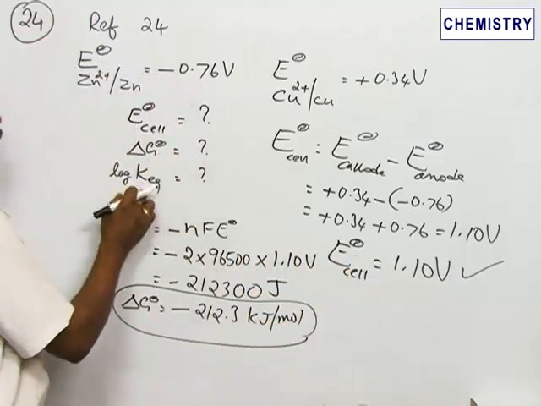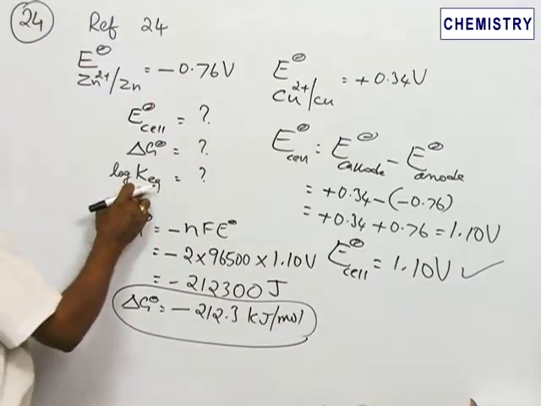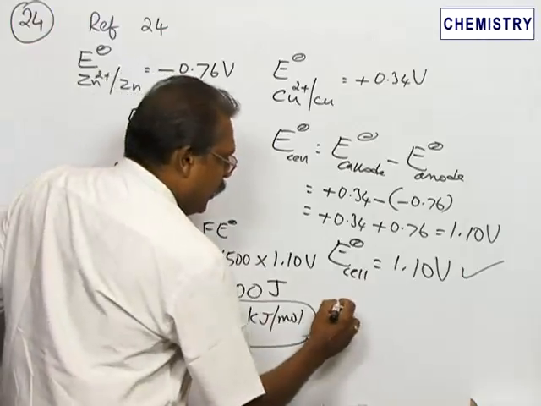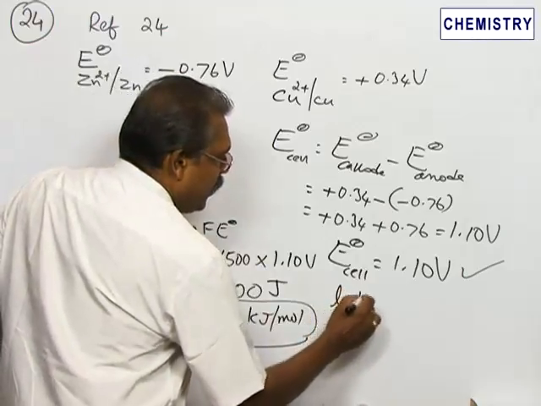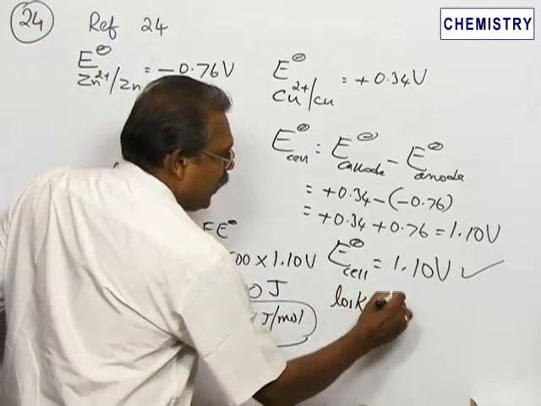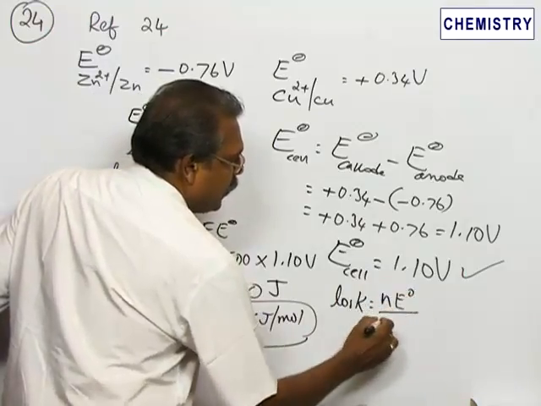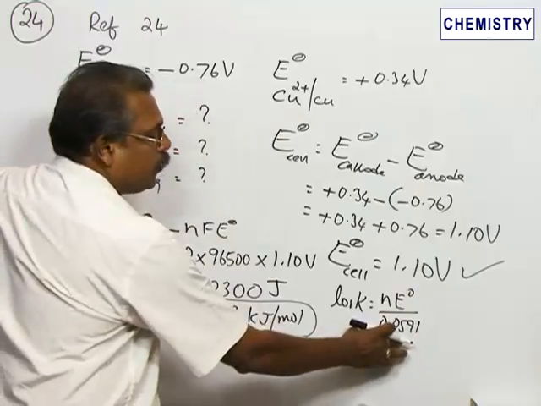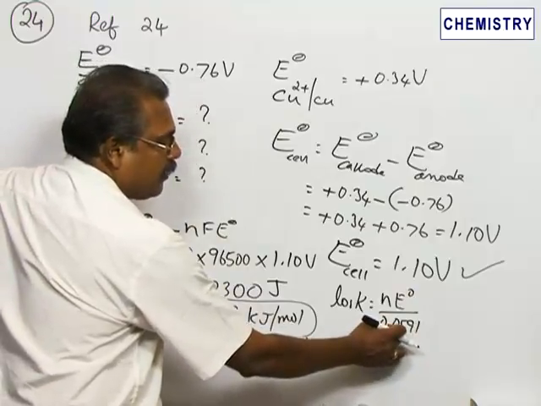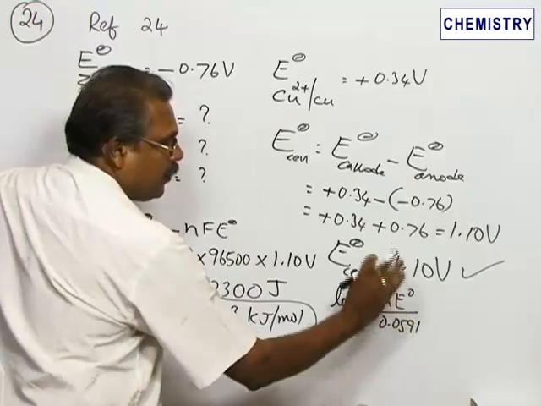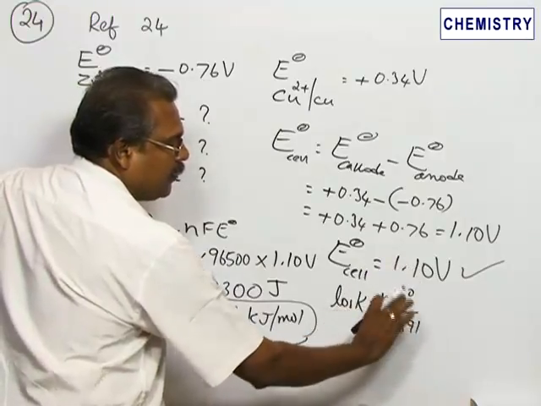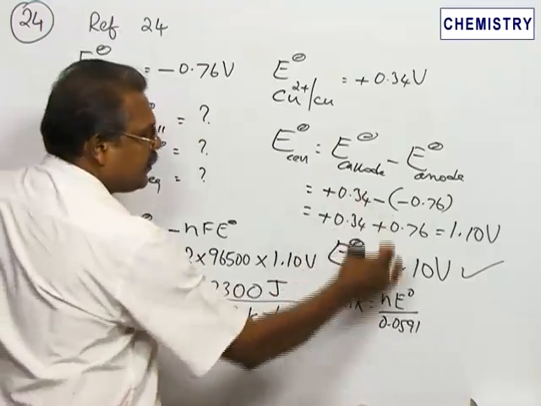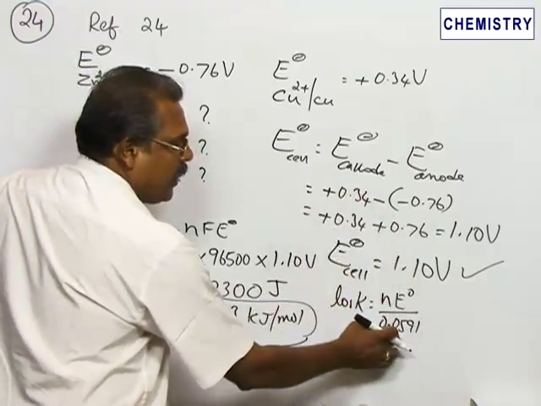Next, one more thing is the equilibrium constant. For the calculation of the equilibrium constant, we have to use the formula: log of the equilibrium constant is equal to nE naught by 2.303 RT by F, which at 298 Kelvin in reduced form gives 0.0591. Since we are dealing with the standard state, this will be a constant.